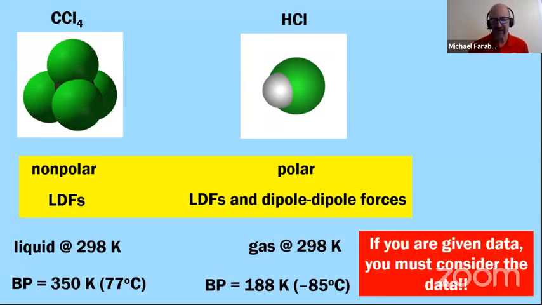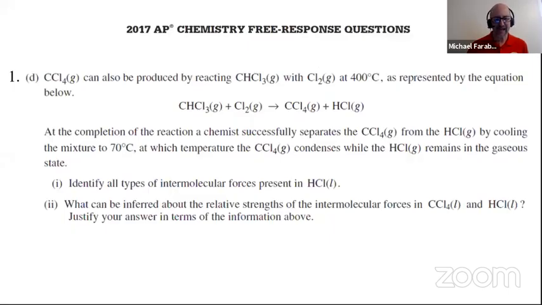If you are given data in an AP question, you must consider the data. So here's an example: that exact question from the 2017 AP Chemistry Free Response exam. This is number 1, part D, and it says that there was a mixture of CCl4 and HCl, and it was cooled to 70 degrees, at which temperature the CCl4 condenses while the HCl remains in the gaseous state. Well, let's identify all of the IMFs in HCl.